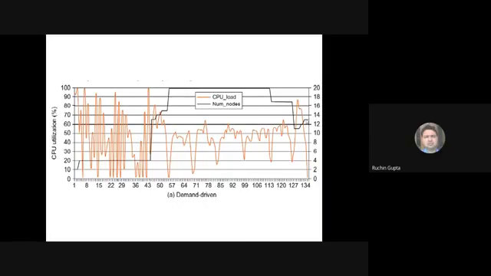You see at this point here, what is happening? The percentage utilization is dropping, and that's why the number of nodes, the number of virtual machines, is also going to be reduced.